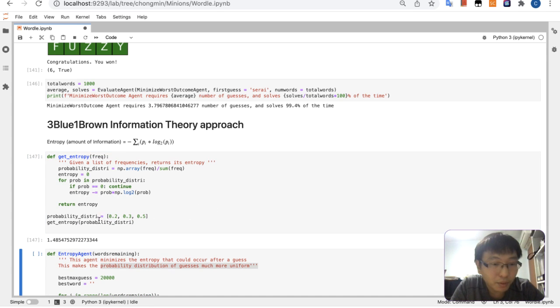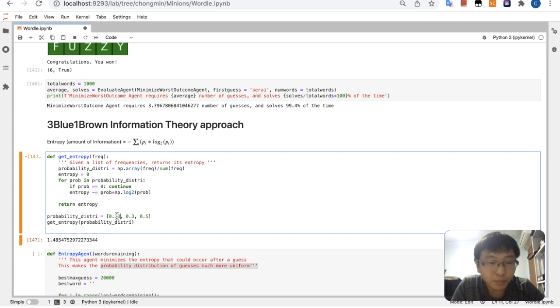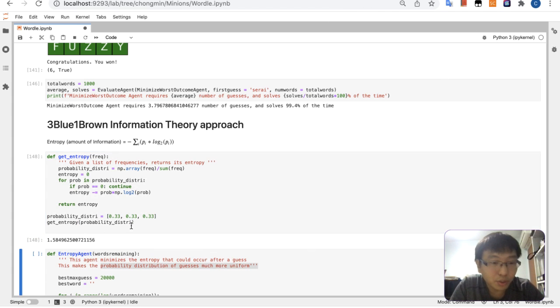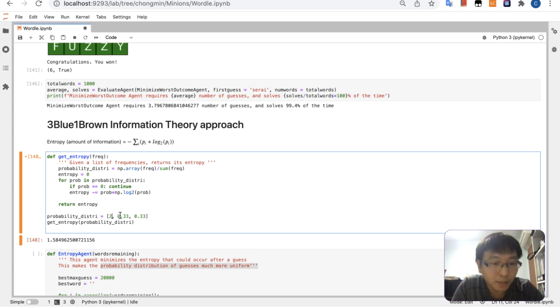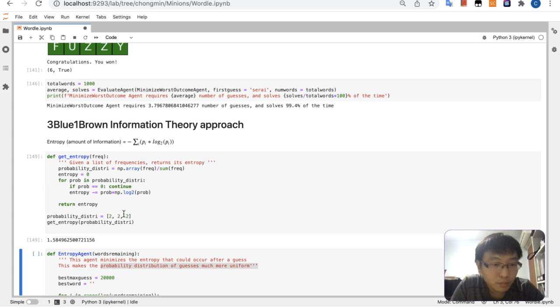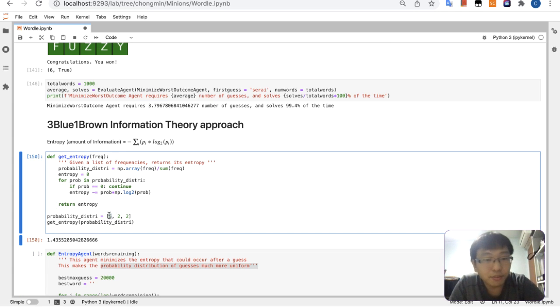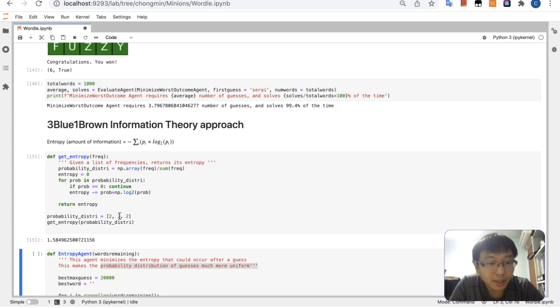So this is about 1.48. So it's more or less shown that if we have a distribution that's more or less uniform, we should get the lowest possible entropy. Let's say we have 2, 2, 2. But if I get something like 5, 2, 2, oh, something's wrong here. I'm supposed to get a lower entropy if everything is uniform like that, as compared to not uniform. So there's something wrong here.